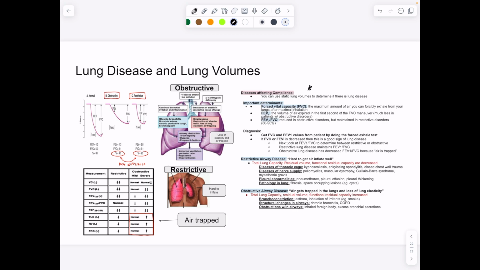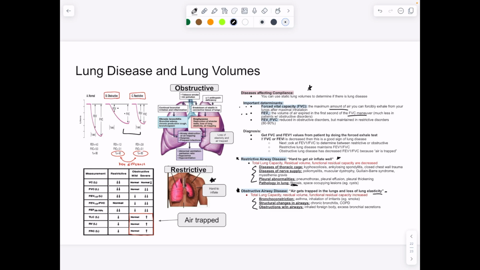So the idea is that you can use static lung volumes to determine if there's a lung disease. In particular, our important determinants are forced vital capacity, aka the amount of air you can forcibly exhale from your lungs after maximal inhalation, and then FEV1, the volume of air expired in the first second of a forced vital capacity maneuver. And basically what we see is that with obstructive airway diseases, where air gets trapped in the lungs and you have loss of lung elasticity, right? These are the ones we said had greater compliance. Air gets trapped. So with obstructive airway diseases, you're going to see a decrease in both of these values. And then with restrictive airway diseases, it's hard for the lung to inflate. And so we have a variety of different diseases. But specifically, I think what was given to us as prime example, fibrosis, it's hard to inflate the lung, restrictive airway disease. And so you see with both of these, we have a decrease in forced vital capacity and FEV1.